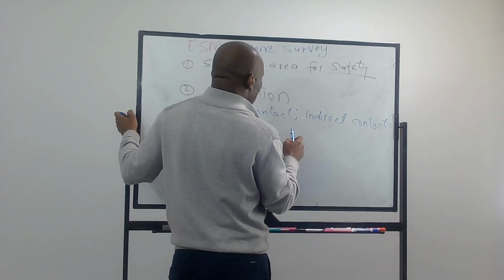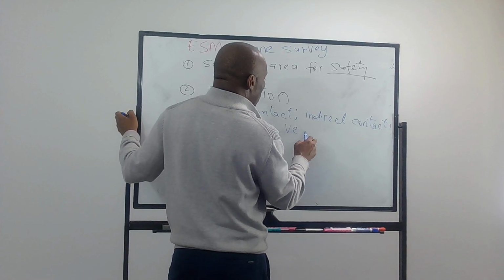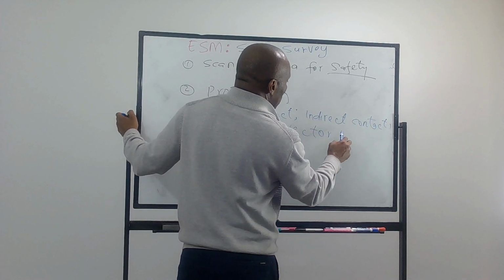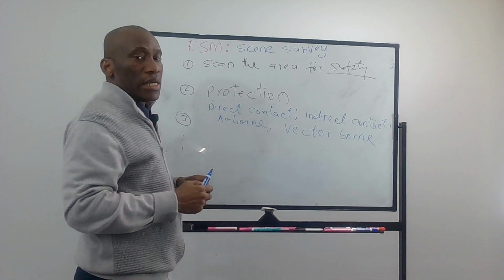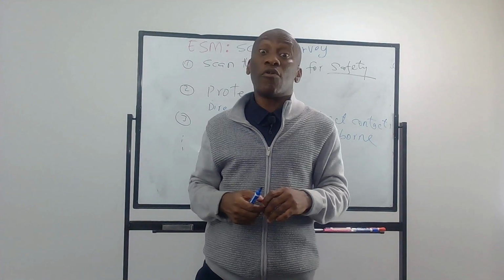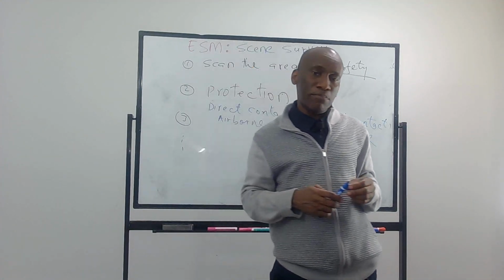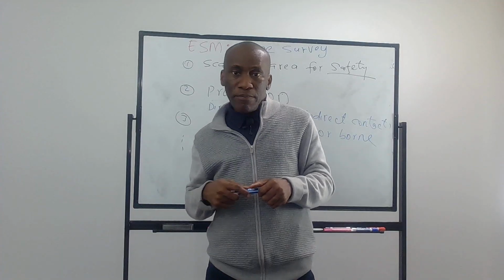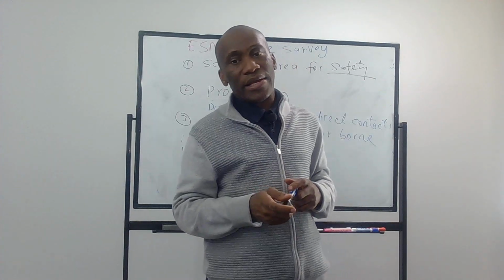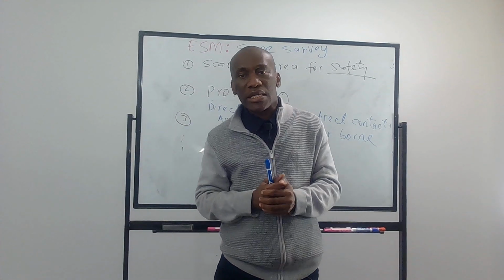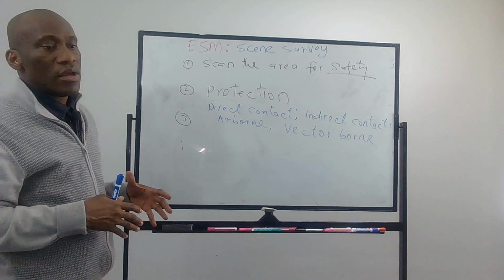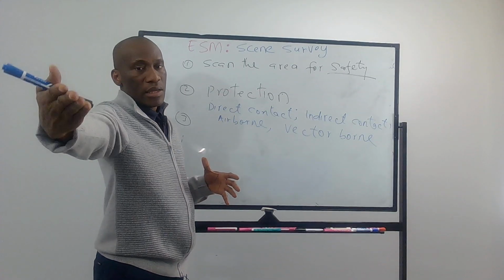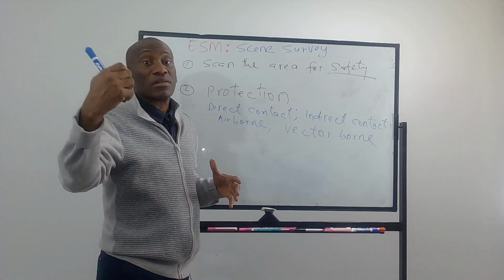Then number 4 is vector-borne. Vector-borne is when somebody gets a disease from an animal bite or insect bite. A good example is malaria, which is transmitted by mosquito. So you need to protect yourself from either transmitting or contracting disease.